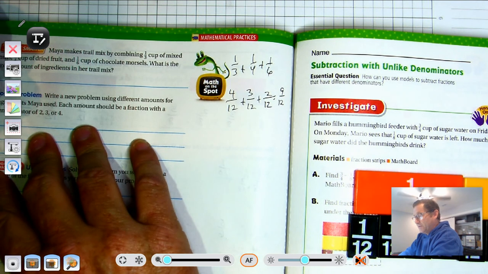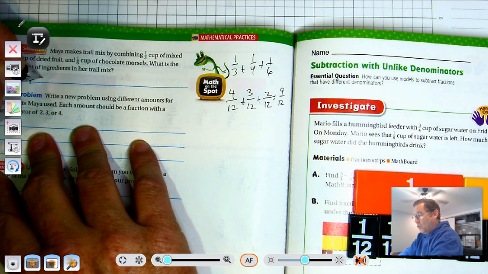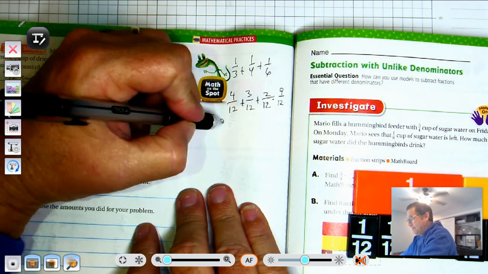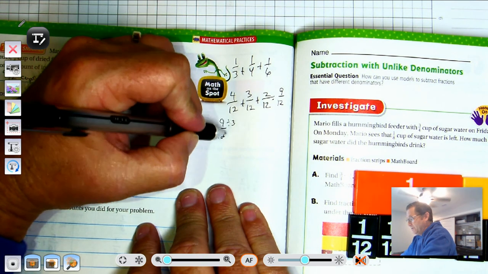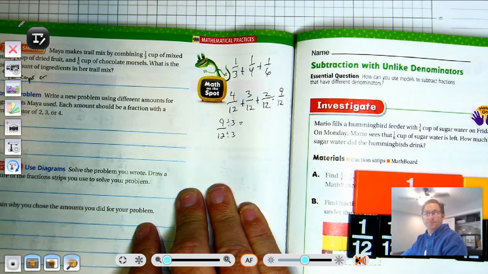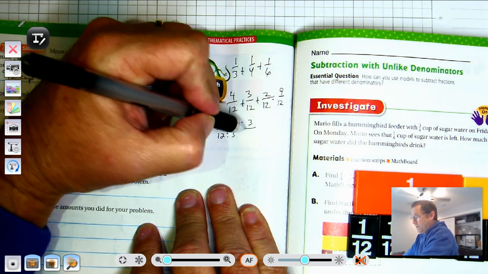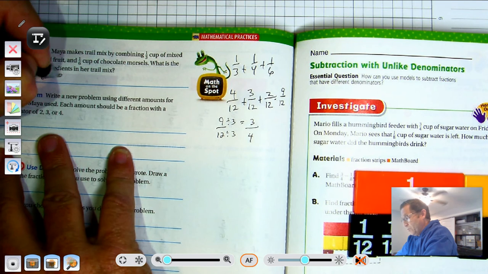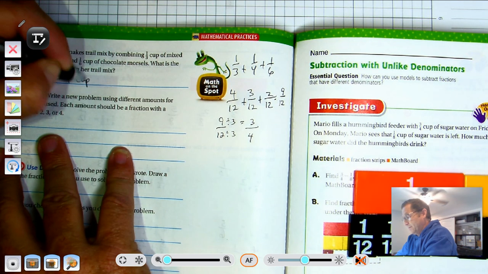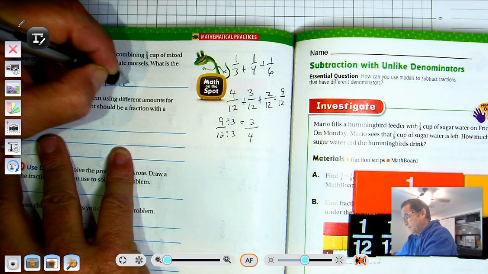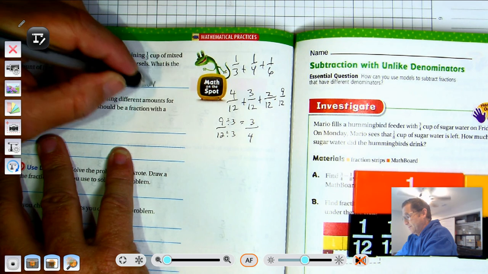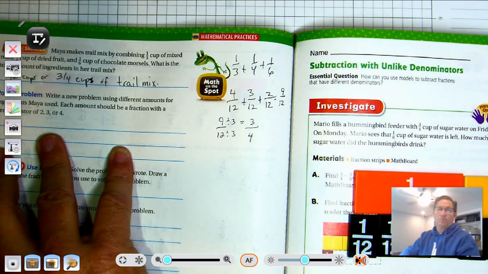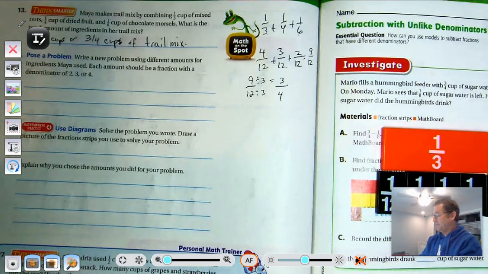So 9 twelfths cups, or 9 and 12 both have a factor of 3. So 9 divided by 3 is 3, and 12 divided by 3 is 4. So 9 twelfths cups, or 3 fourths cups of trail mix. Not cups. 3 fourths cup of trail mix.